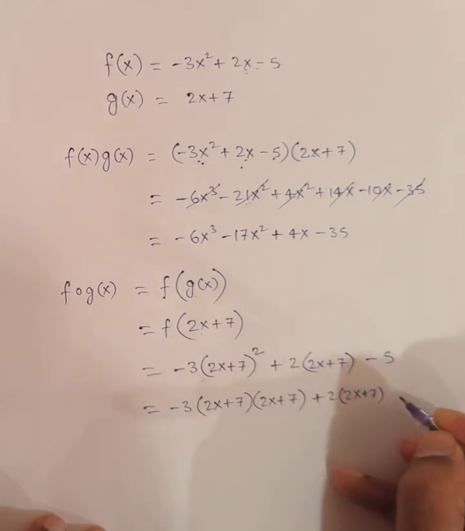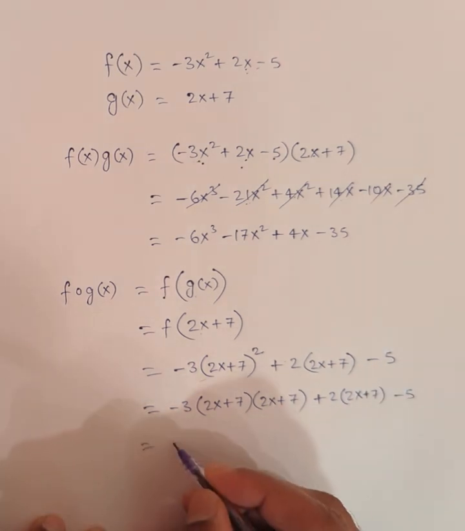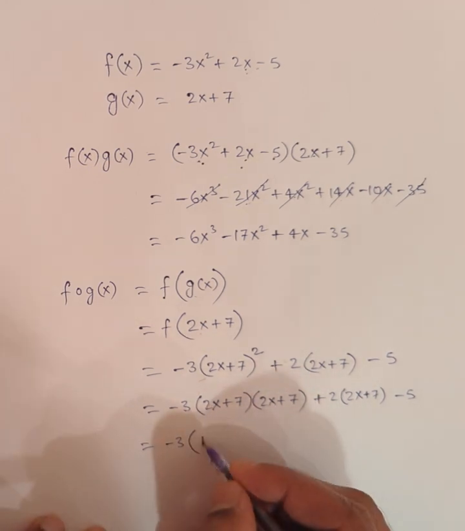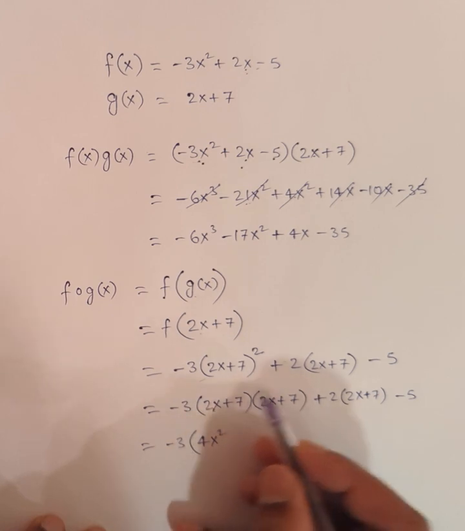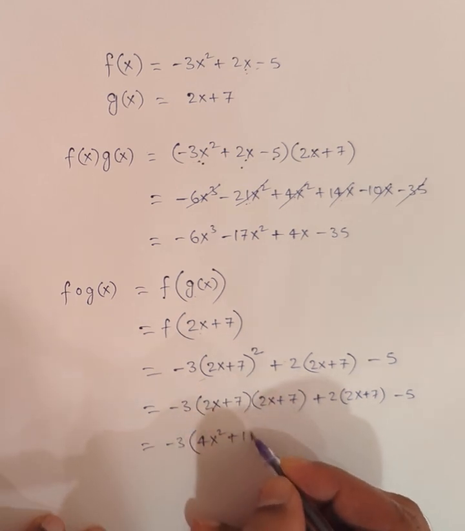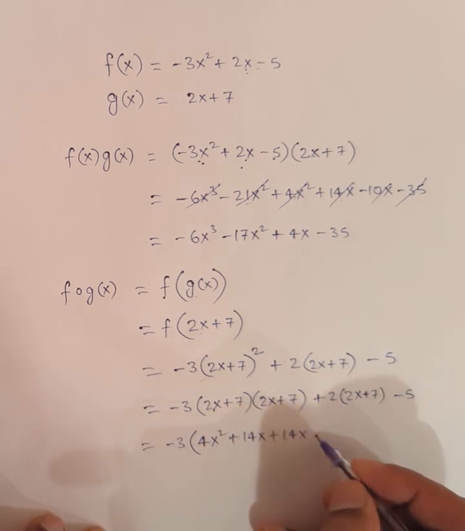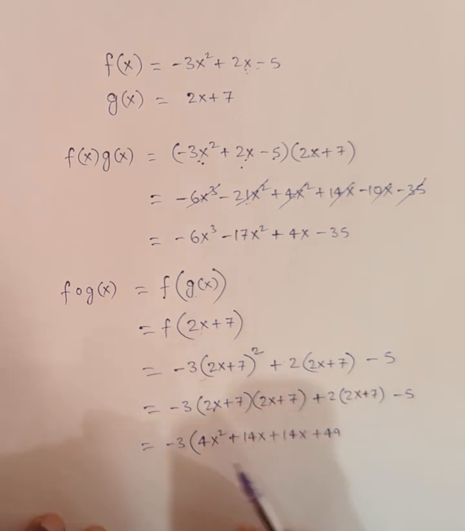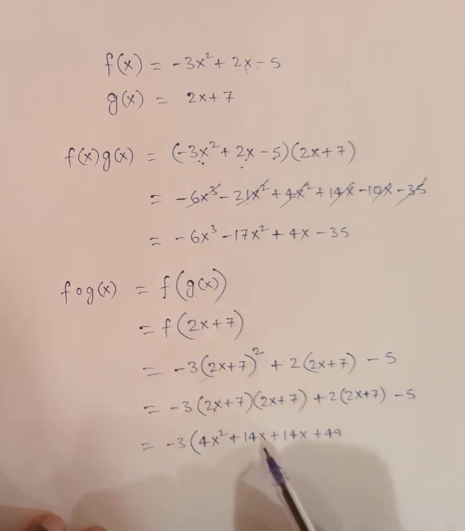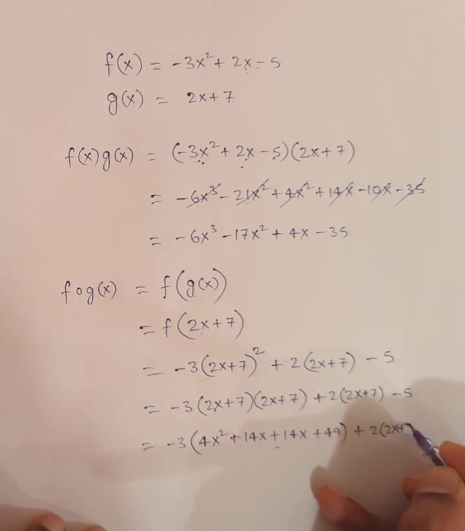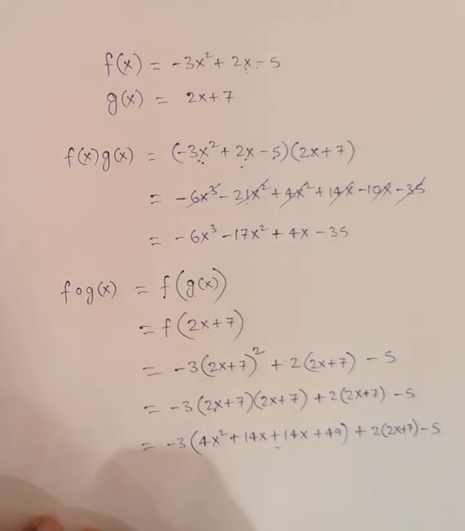Let's copy the rest of it. And now let's keep the negative 3 first and square this binomial. So 2x times 2x is 4x squared. 2x times 7 is 14x. 7 times 2 is 14x. 7 times 7 is 49. So notice it was not just 4x squared plus 49. We had these two middle terms. Plus, let's keep that 2 times 2x plus 7 minus 5.